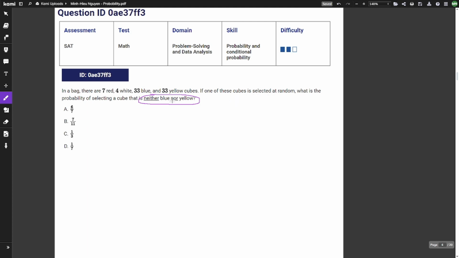So first things first, we want a cube that is neither blue nor yellow. So I think what we should do first is figure out the total. 33 plus 33 is 66, plus 4 is 70, plus 7 is 77. So our bottom number is 77. Now we want a cube that is neither blue nor yellow, so that's just going to be red and white cubes. 7 plus 4 is 11. Now we have 11 over 77, so all we have to do is simplify this down, and that's going to be 1 over 7. So our answer is D.